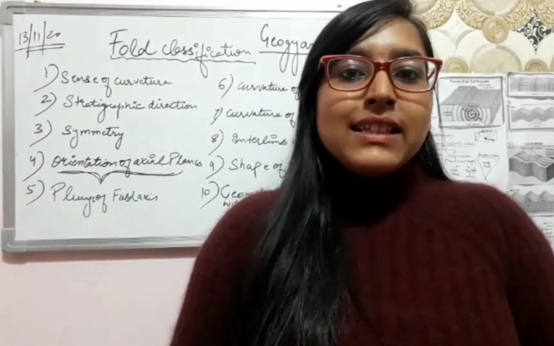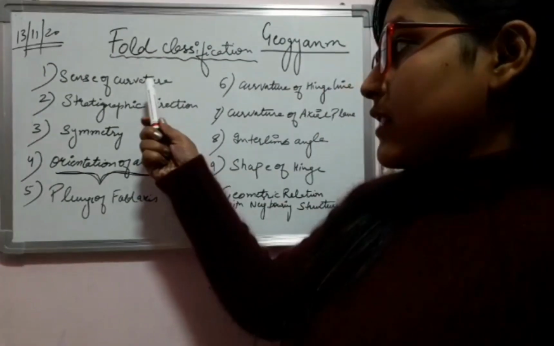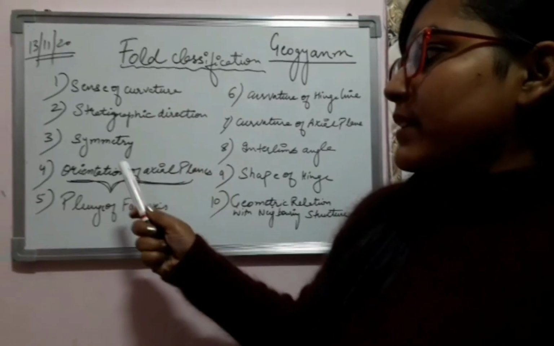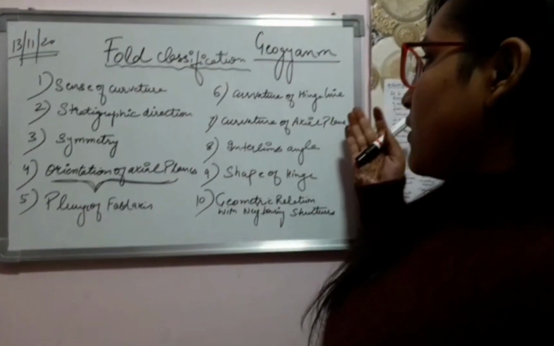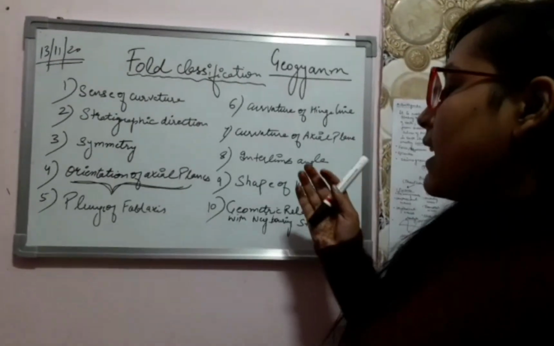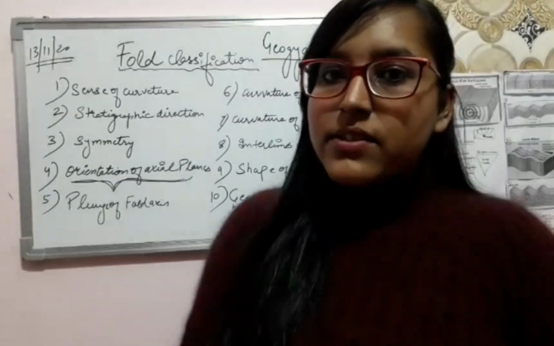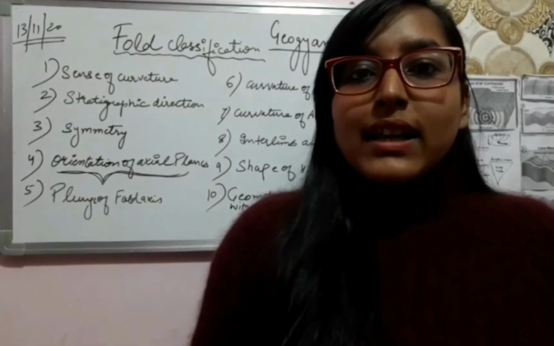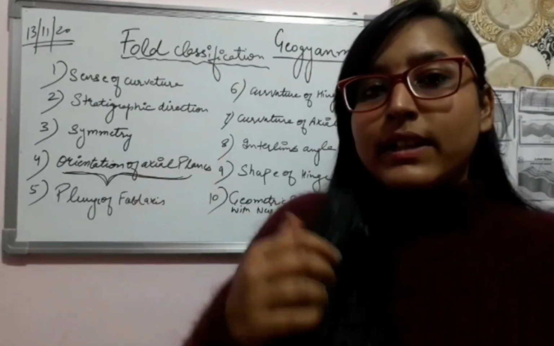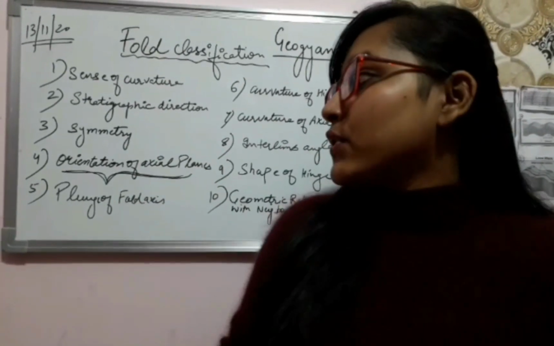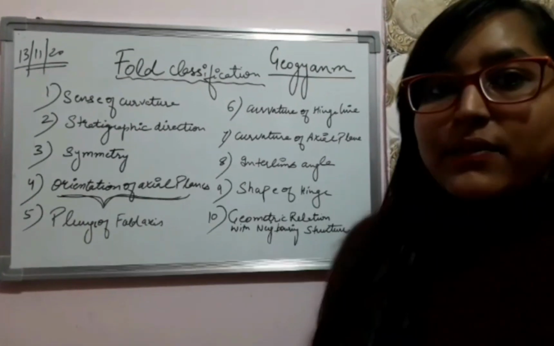And today we will see the fold classification on the basis of various factors like sense of curvature, stratigraphic direction, symmetry, orientation of axial plane, plunge of fold axis, curvature of hinge line, curvature of axial plane, interleaved angle, shape of hinge and geometrical relation with neighboring structures. So I cannot cover all of these factors in a single video. So I will take one factor one by one in each video. So today I will teach you about the orientation of axial plane. So let's start with it.